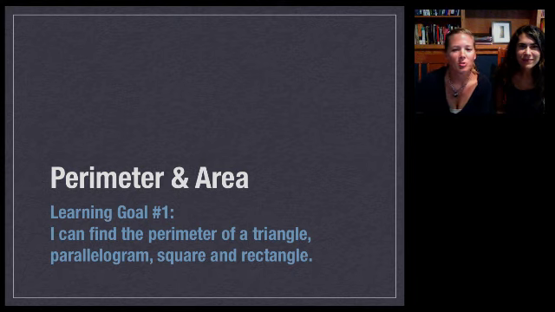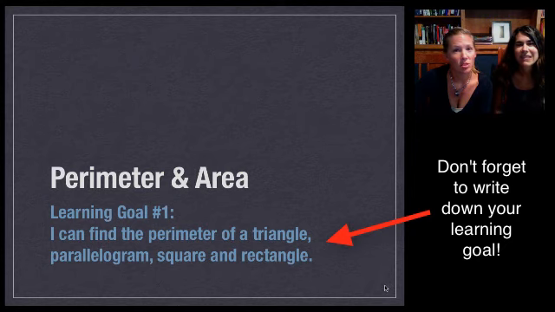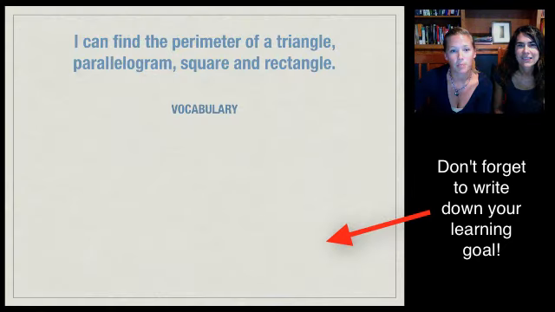Welcome to Unit 2. We are going to be learning all about perimeter and area in Unit 2, and for our first learning goal, we are going to work on perimeter. Perimeter of a triangle, parallelogram, square, and rectangle. So the first thing we're going to do is our vocabulary.